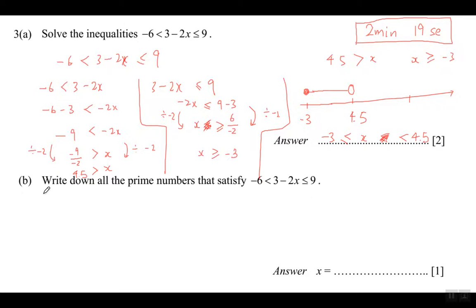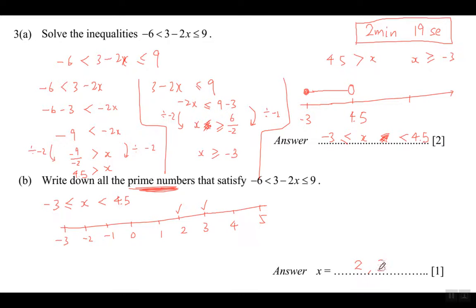Write down all the prime numbers that satisfy this. Between -3 and this, on the number line, we have -2, -1, 0, 1, 2, 3, 4, 5. Prime numbers are positive, so I start with 2, 3, and that's it. So there are two answers, 2 and 3.